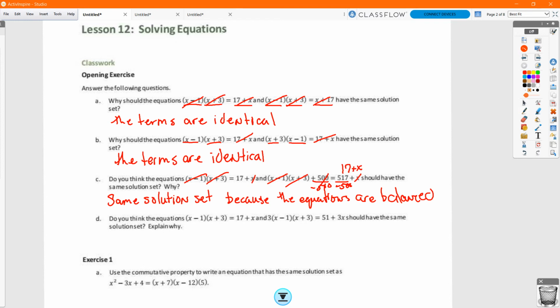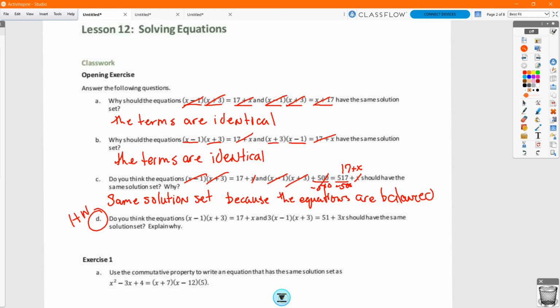So nothing's really changed. For D, do you think the equations x minus 3 times x plus 3 equals 17 plus x... You know what? I'm going to keep my mouth shut here. I want you to do D tonight for homework, all right? And we will talk about it first thing tomorrow. So let's go ahead and move on to the next one.